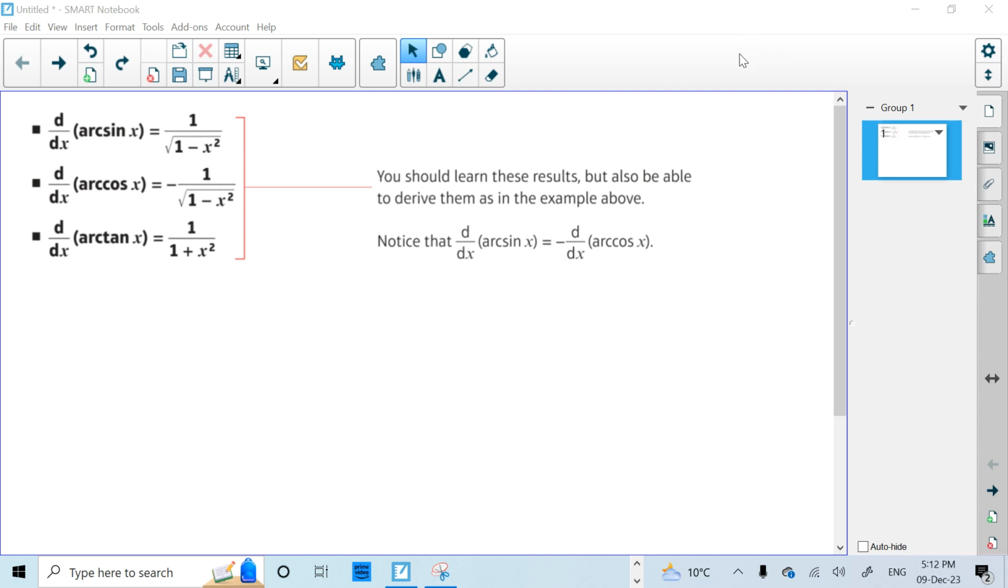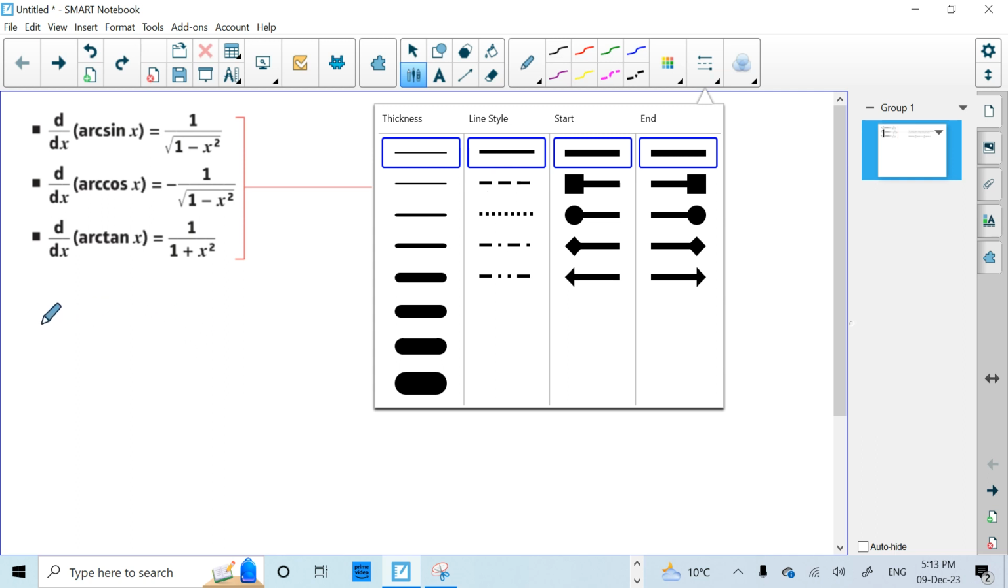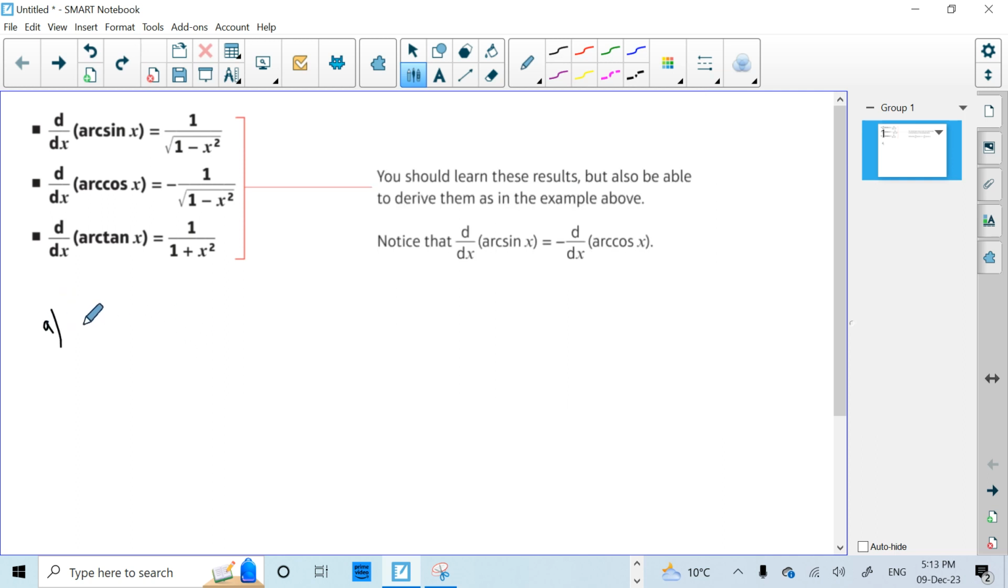Now, it said you should learn these results, but also be able to derive them as in the example above. So let's see how these derivatives are obtained. Let's do the math. For the first one, y is equal to arcsin x. Let's apply sine to both sides. If that's the case, we have sine of y is equal to x.